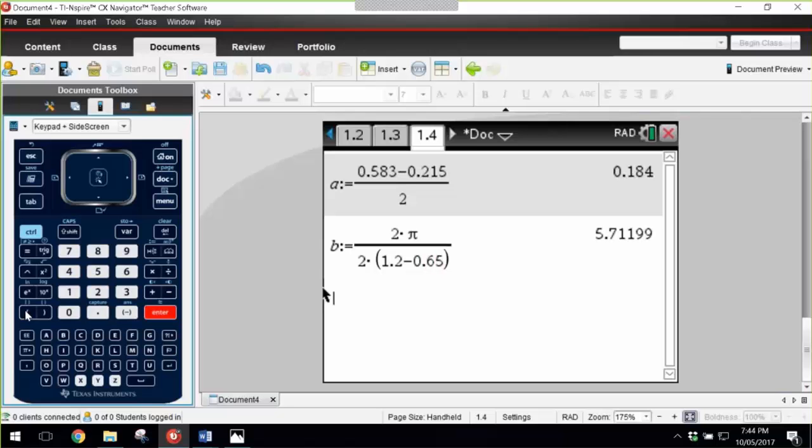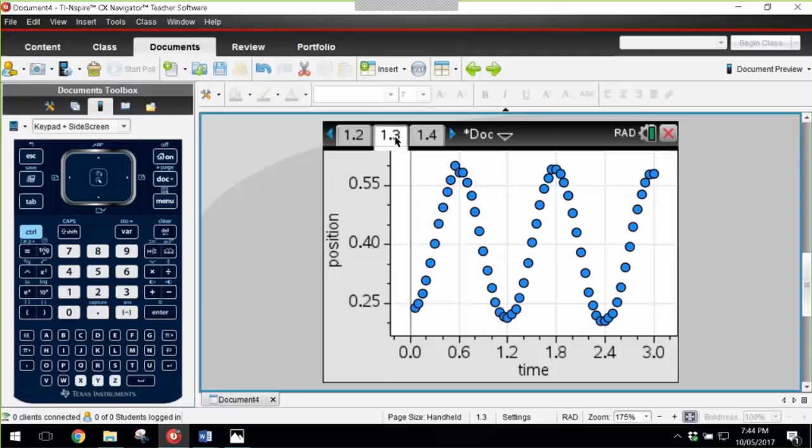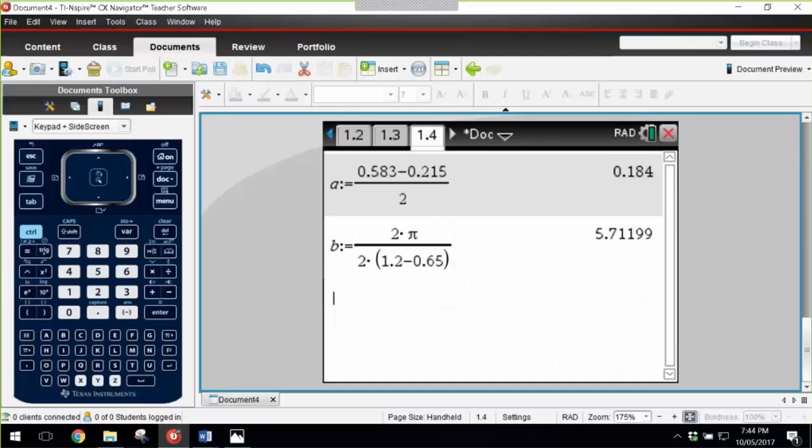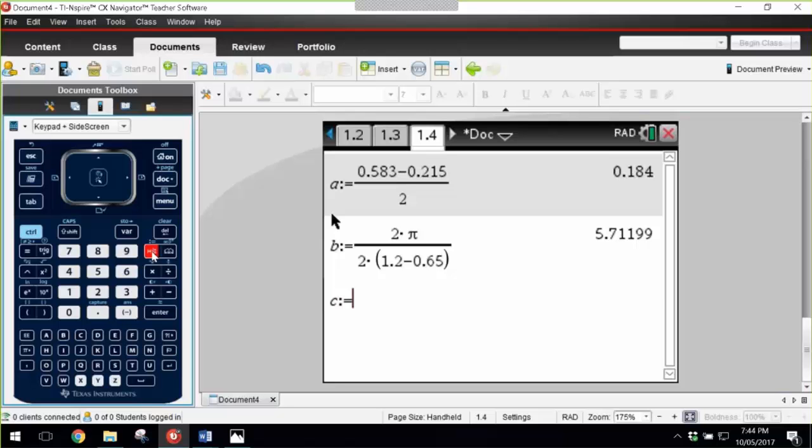All right, now we need the phase shift. If we go back to the graph and have a look, the phase shift would be from here through to the maximum. So I'm going to assume it's a cosine function. The phase shift will be just the x maximum. So I'm going to say C assigned the value. And what was the x maximum? It was 0.65.